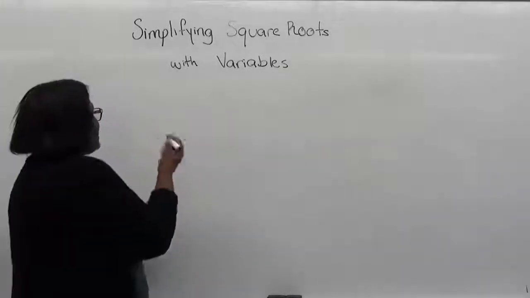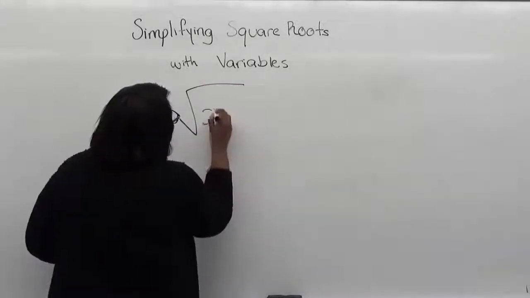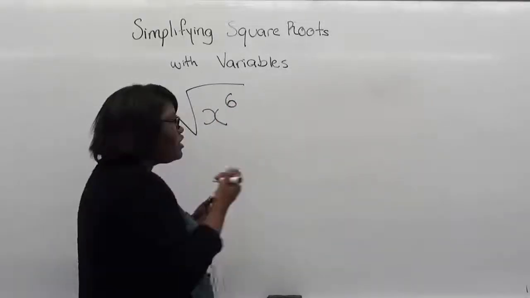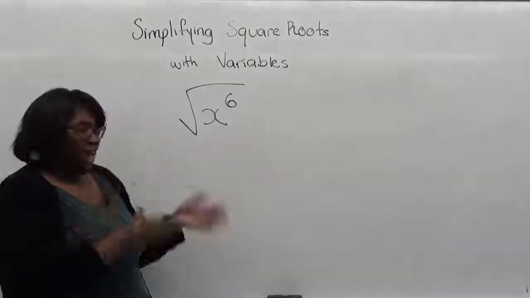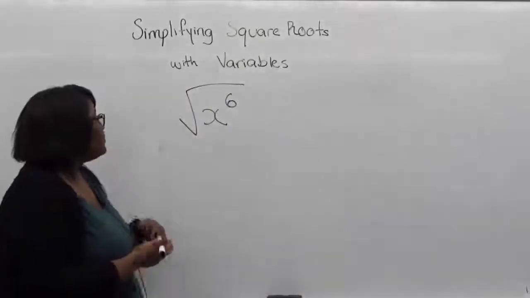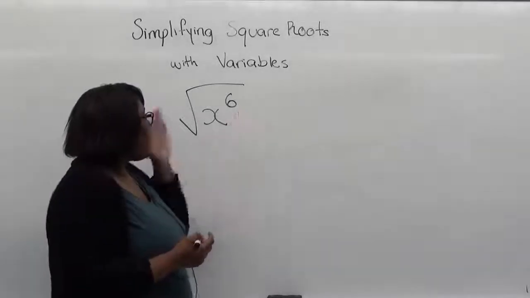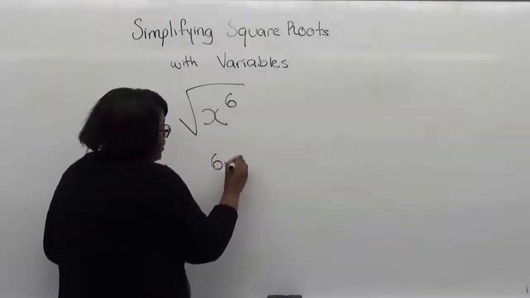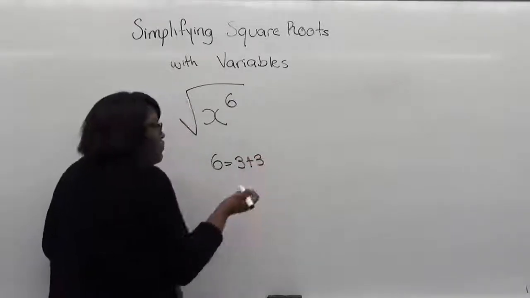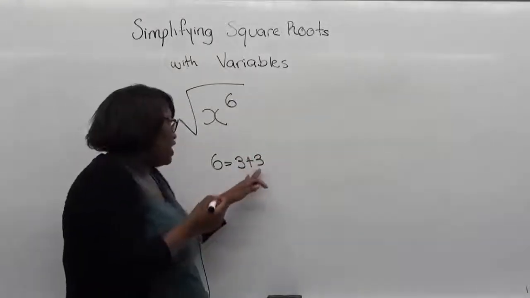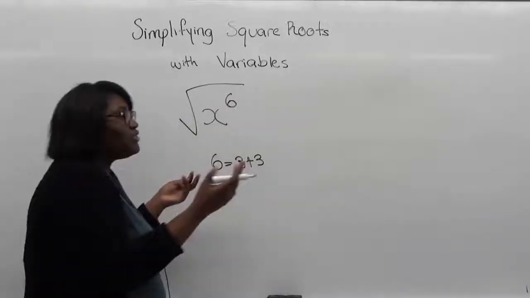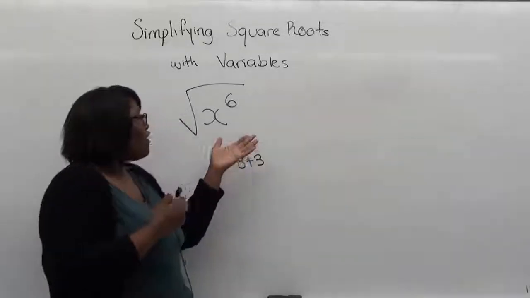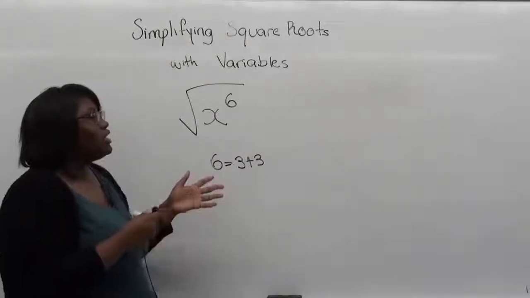Okay, so let's have our first example. Our first example would be the square root of x to the 6. Now, if we remember, whenever we multiply like variables, we add their exponents. As you can see here, we have 6 as our exponent. So we can conclude that 6 is equal to 3 plus 3. Now, why we're using 3 plus 3 instead of 4 plus 2 or 2 plus 4 or 1 plus 5 is because whenever we take the square root of a perfect square, we know it's that number times that number.